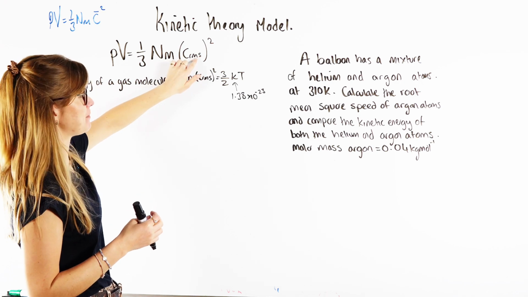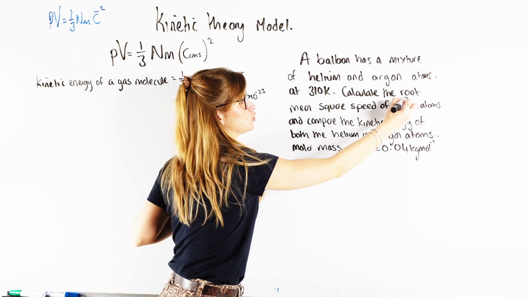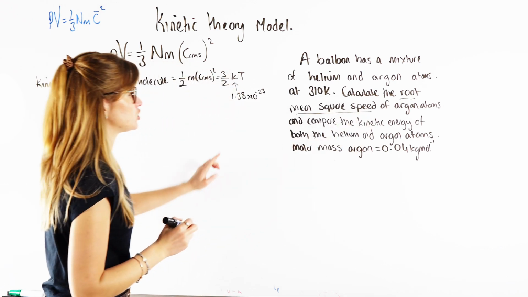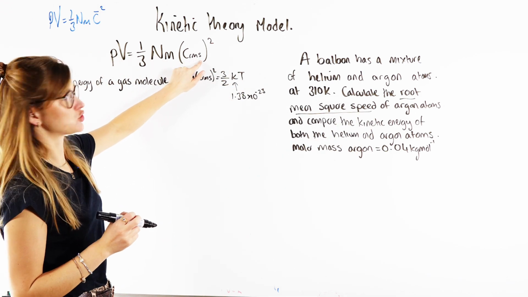actually root mean square speed. So that's what RMS stands for. So you can see it here, root mean square speed. So R for root, M for mean, S for square speed.